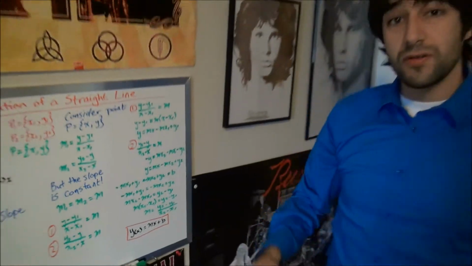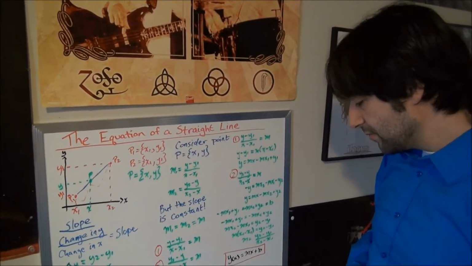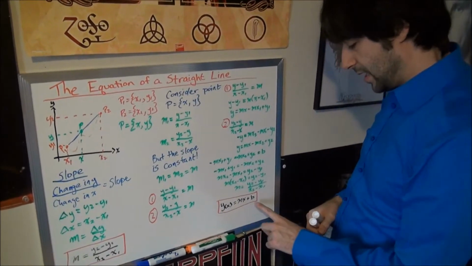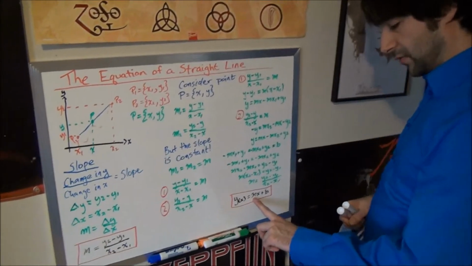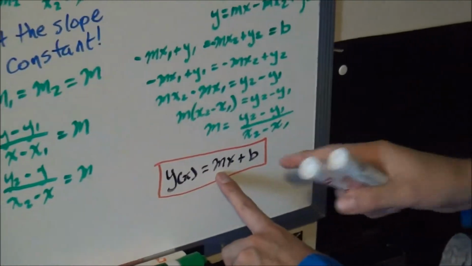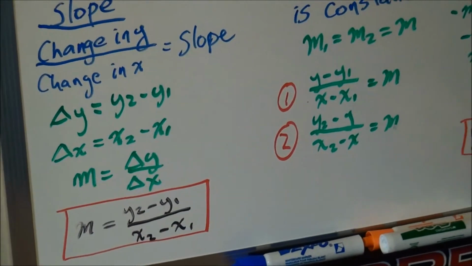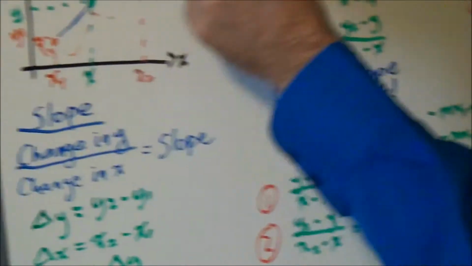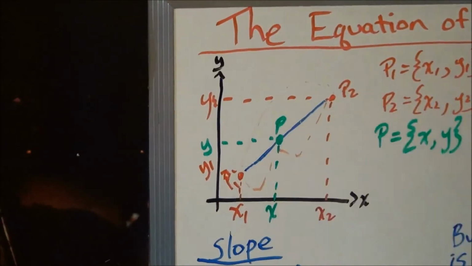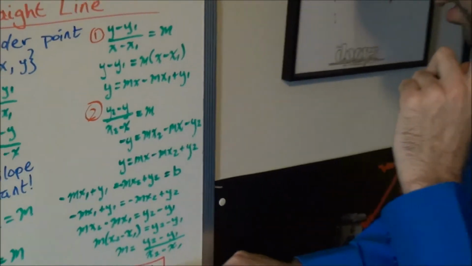A couple of notes about this equation. This equation has a couple of parameters. Those parameters are m and b. M, we started out with defining m as the slope of the line. Therefore, if you're given an equation like this, m defines the steepness of the line, or the slope of that line. B is not quite as obvious.